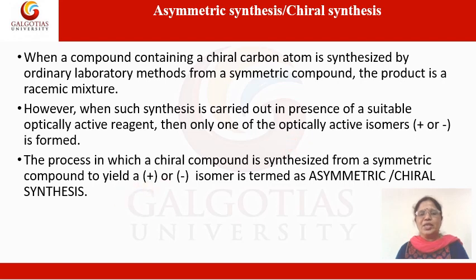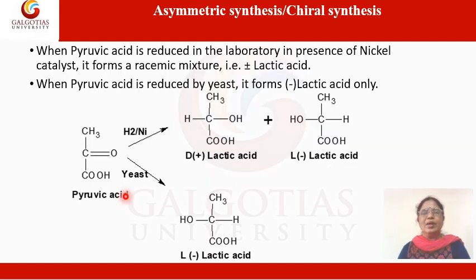So, from this we can easily understand the definition of chiral synthesis as a process in which a chiral compound is synthesized from a symmetric compound to form either a dextro isomer or a levo isomer, and it is called asymmetric synthesis or chiral synthesis. Here we have an example of this chiral synthesis.